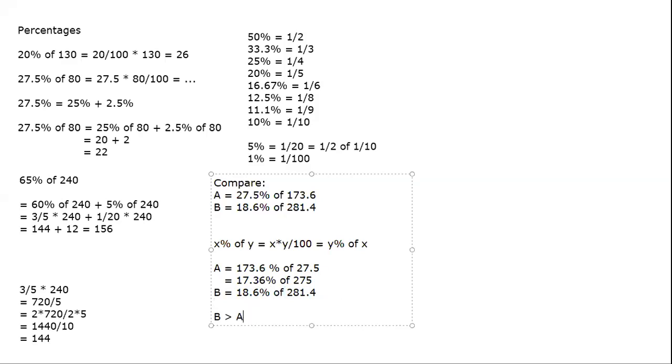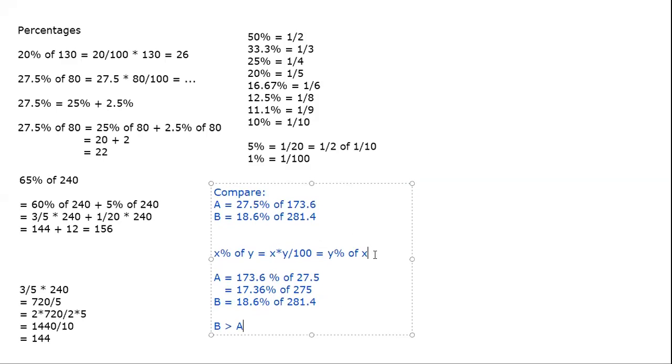So you don't need to actually calculate anything, isn't it? You can just observe. So this is another very useful technique that you can interchange stuff. X percent of Y can become Y percent of X. And this helps in calculation as well as comparison of values.